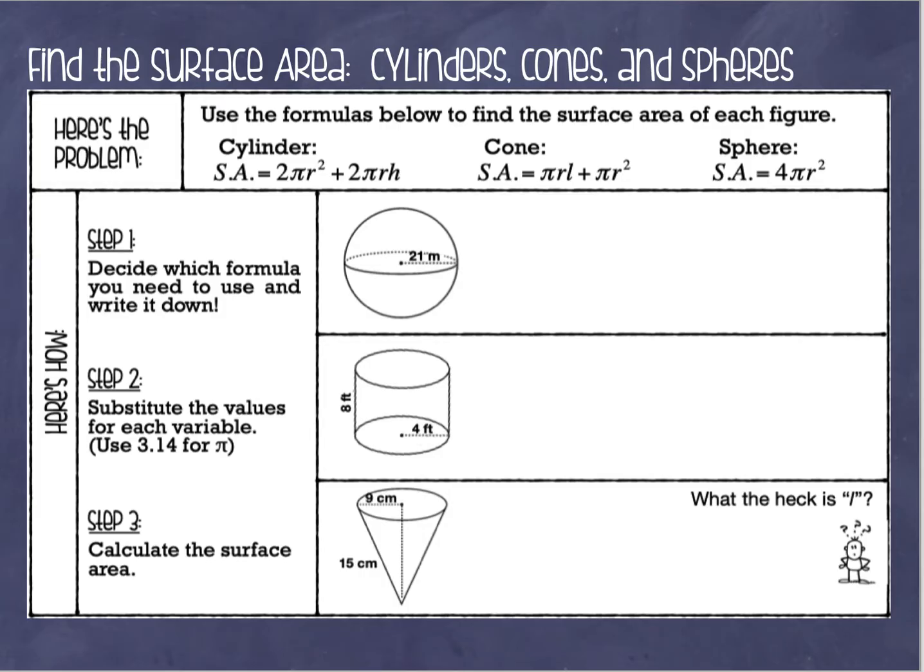The problem is we are going to use formulas to find the surface area of each of these three figures below. So you can see that we have a sphere, we have a cylinder, and we have a cone. And here are the formulas right on the top.